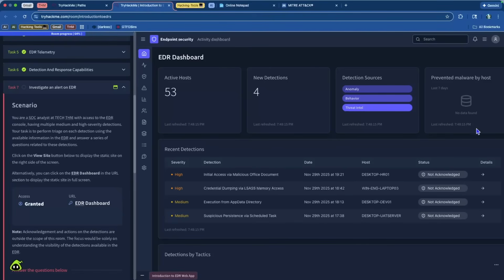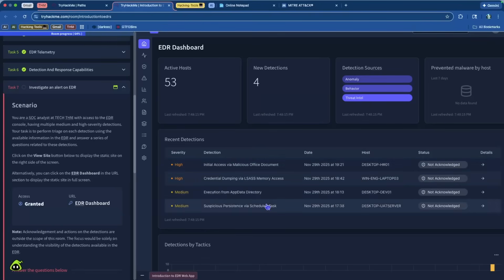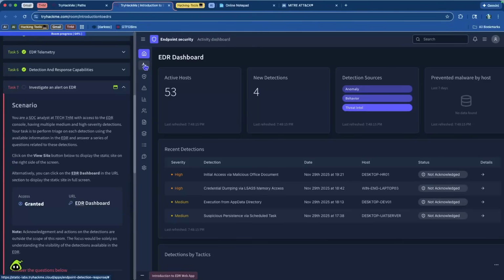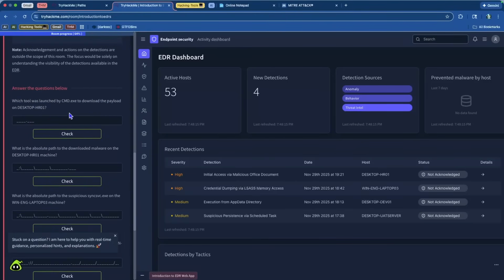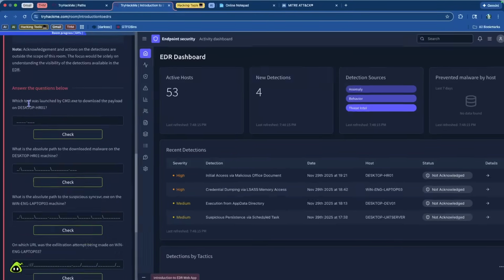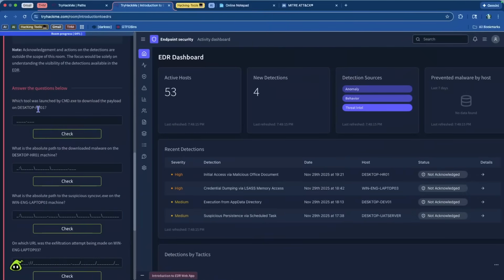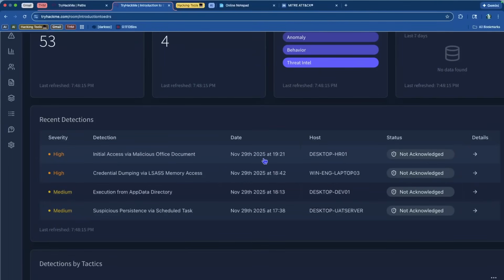So that's our full dashboard right here of the EDR. We have 4 detections, as we can see right here, and the detection sources, active hosts going on. This is very similar to what we saw previously. We have on the left-hand side a variety of different tabs. I don't know if they're clickable. They don't seem to be clickable. I can hover over them, but they're not clickable. Okay. So first question, it says, which tool was launched by cmd.exe to download the payload on desktop HR01? If we look down here, there's only one desktop, HR01, right here.